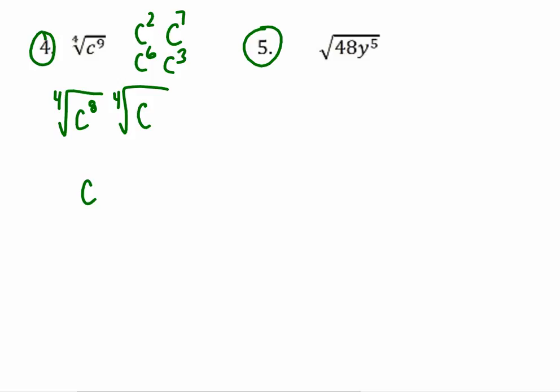c squared. One way to think of it is, remember when we changed this to exponential form, it's power over root, 8 divided by 4, which is just 2. Okay, try 48. Root 48 y to the 5. Simplify that one, and then we'll call it a day for the lesson.